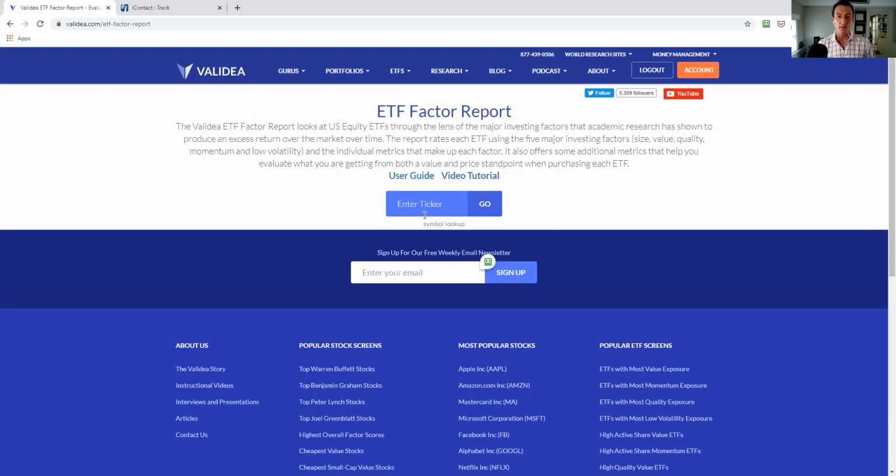You can say, okay, is this a value ETF? Is this a growth ETF? Is this a, you know, high quality ETF? Like, underneath the hood, what are the characteristics of the stocks that are held by the ETF?